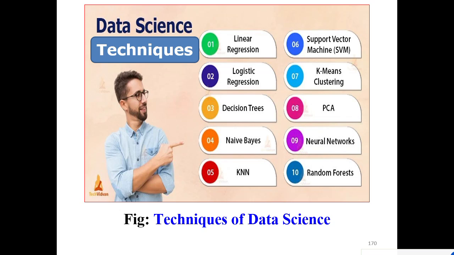Support vector machine is a classification technique based on the hyperplane. The points which fall under the hyperplane and the points above the hyperplane, based on that we are classifying the data. Then k-means clustering, based on the similarity measure we are classifying the data, with the help of Euclidean, Manhattan and Minkowski distance. That is called k-means clustering.